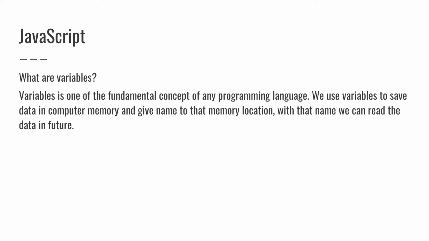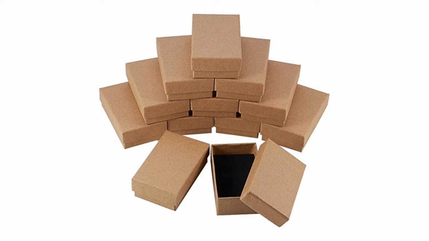So let's take a real-time example. Suppose we have a box which we use to organize our stuff, and in each box we put some small boxes with labels. The small boxes are the memory locations where we save the data, and the name on the label is the variable. So let's get into the code editor.